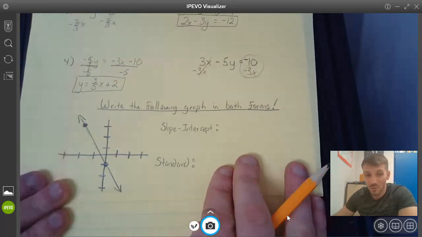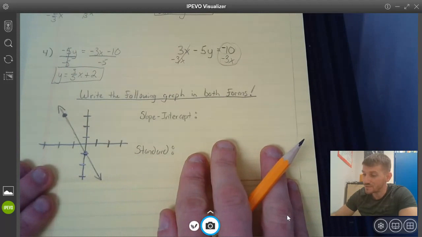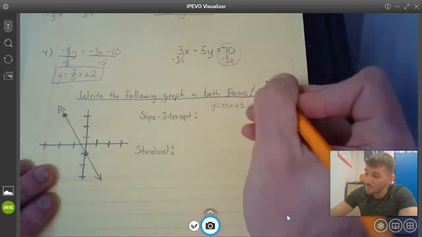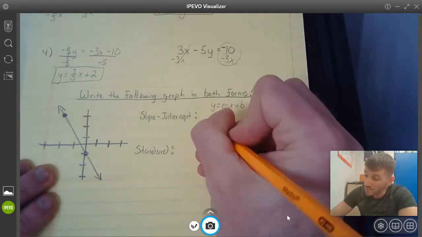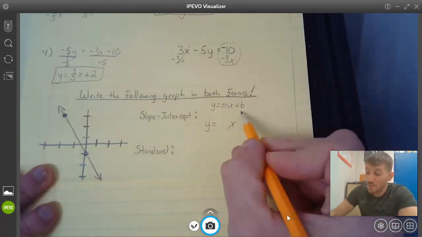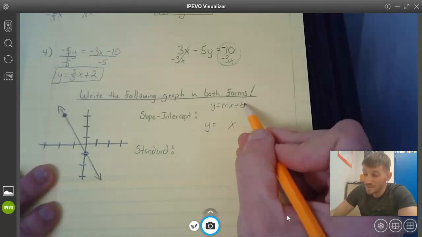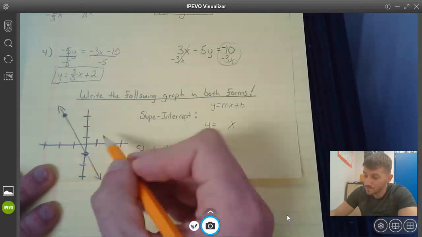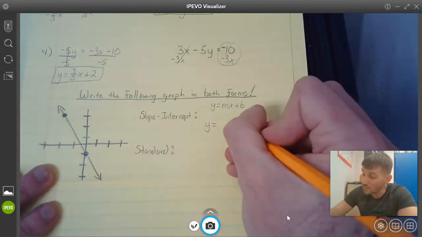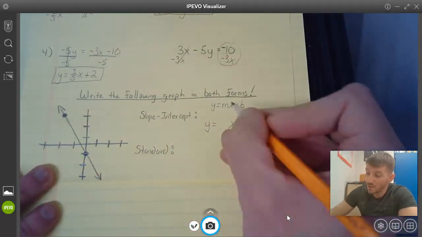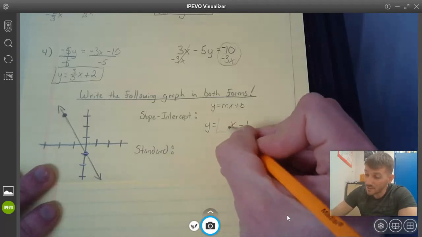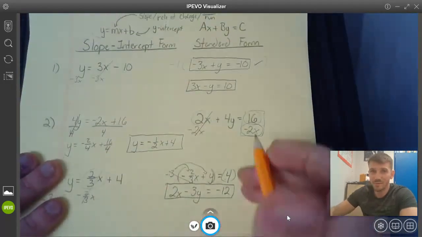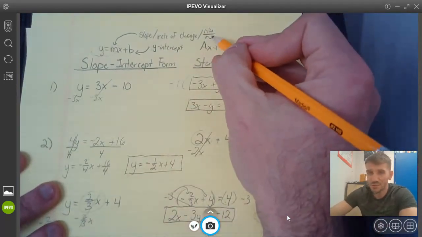Well, the easiest way when you look at a graph is to write it in slope-intercept, because remember that's y equals mx plus b. So I already know I'm going to have a y, an equals, and an x. Now, b is my y-intercept. Well, this crosses the y-axis where? Looks like right here. And that's at -1. So all I have left to do is find my slope. Well, remember slope is rise over run. It's also called our rate of change.